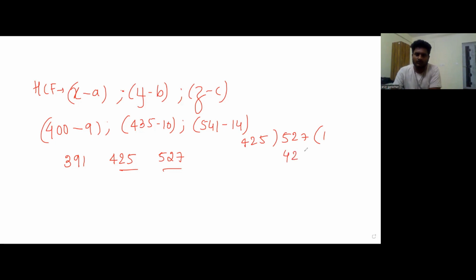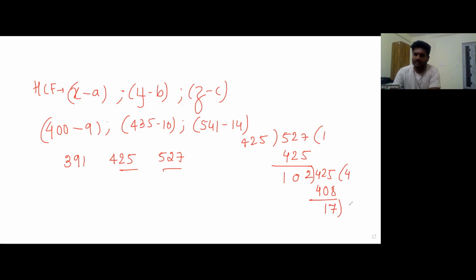425 ones are 425. What is 527 minus 425? 7 minus 5 is 2. 2 minus 2 is 0. 5 minus 4 is 1, so 102. Now I have to take this 102 and divide 425 by it. So 102 fours are what? 408. What is 425 minus 408?